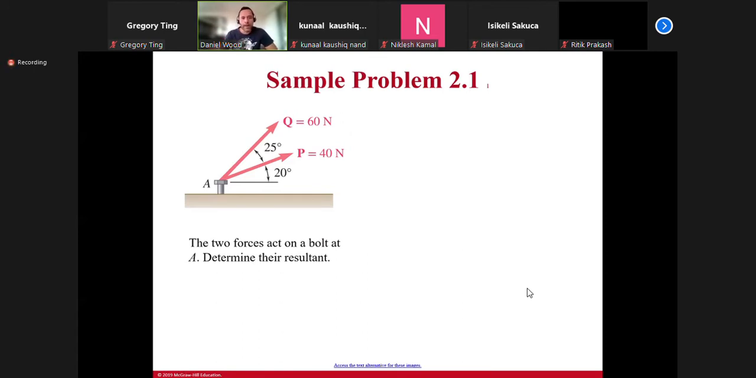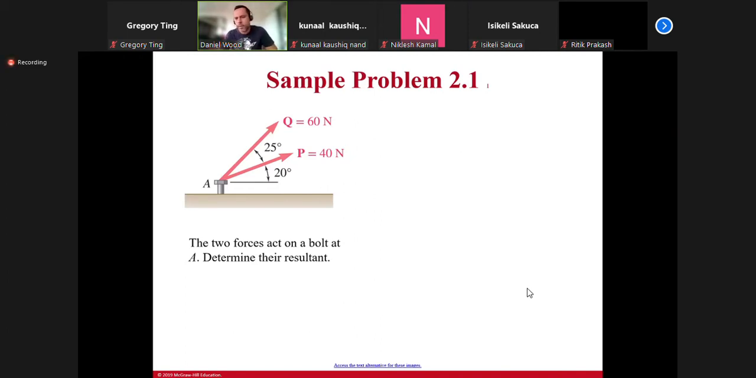So here we have a sample problem, okay? Now we've got two forces acting on a bolt at A, and it says determine their resultant.